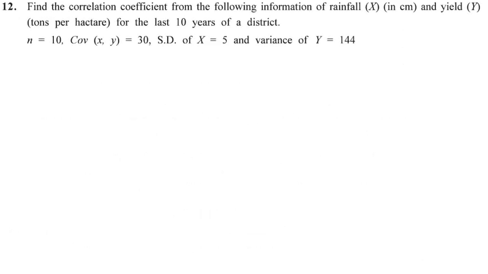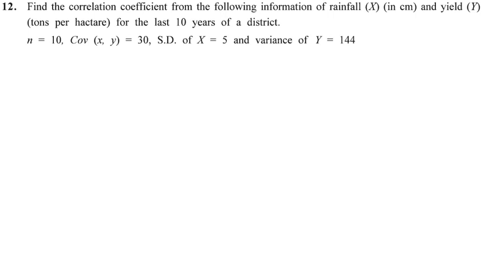Okay, now if you are fed up with doing the sums on your own, this is a sum which I have done for you guys because it's simple and easy. Find the correlation coefficient from the following information of rainfall and yield. The n is 10, the covariance xy is 30, the standard deviation of x is 5 and the variance of y is 144. If you think this is tricky, this is nothing. You haven't seen anything yet actually.